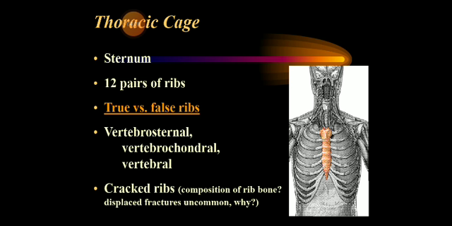After that we have the thoracic cage, which is supported by the thoracic vertebrae. In the thoracic cage we have one sternum and 12 pairs of ribs. Further these are divided into true and false ribs: vertebrosternal, vertebrochondral, and vertebral. A cracked rib means the rib bone is displaced or fractured.